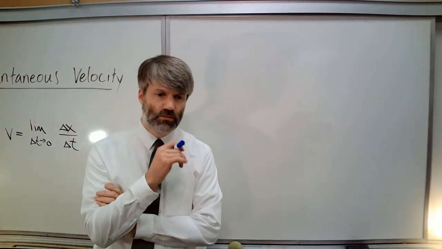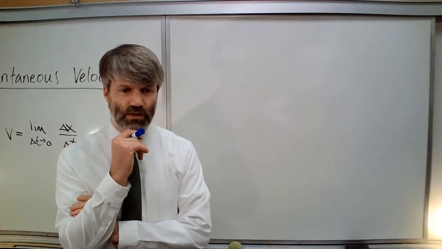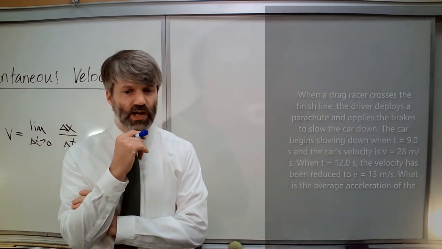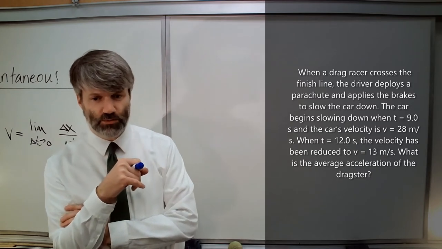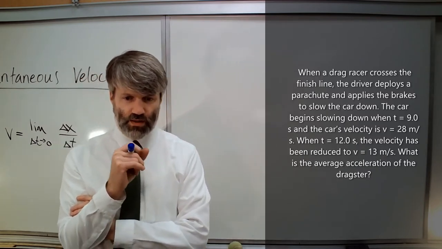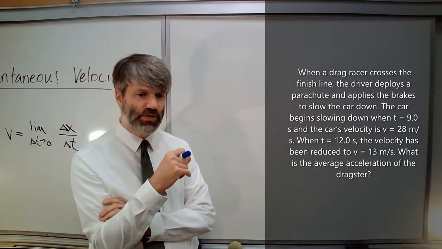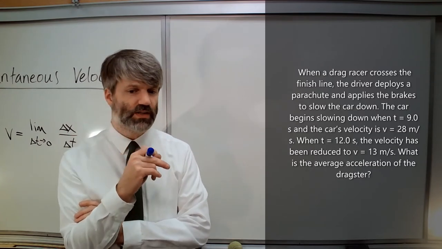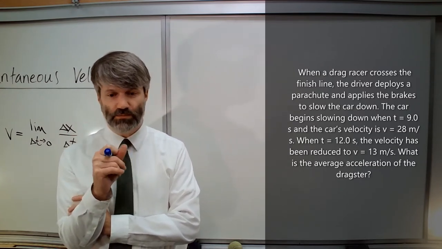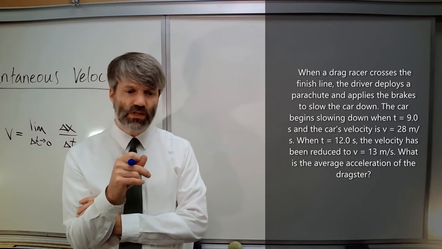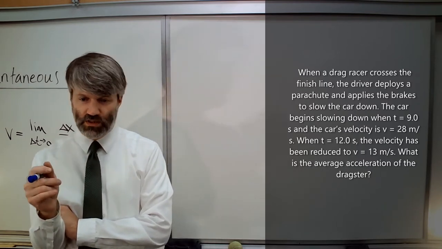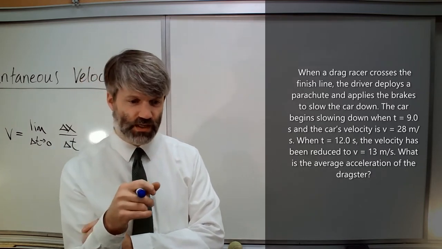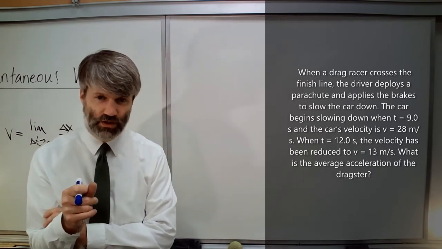Okay, so we're looking at this example right here. When a drag racer crosses the finish line, the driver deploys a parachute and applies the brakes to slow the car down. The car begins slowing down when T equals 9.0 seconds and the car's velocity is V equals 28 meters per second. When T equals 12.0 seconds, the velocity has been reduced to V equals 13 meters per second. What is the average acceleration of the dragster?